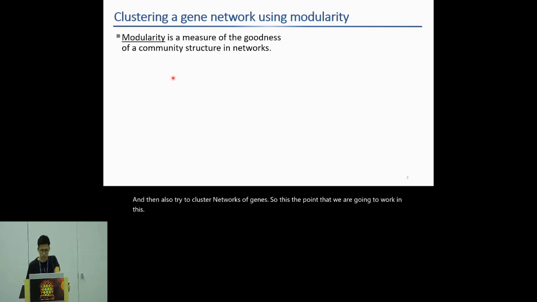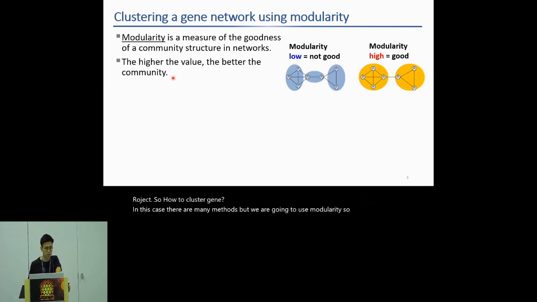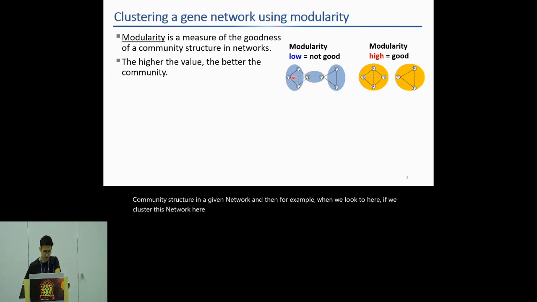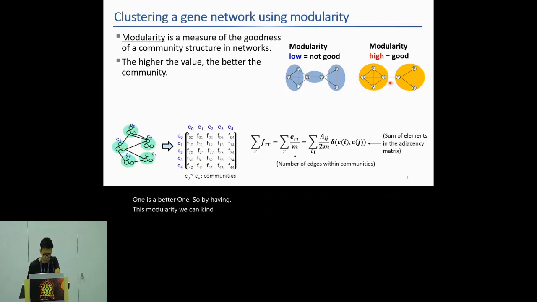So this is the point that we are going to work on in this project. How to cluster genes? There are many methods, but we are going to use modularity. Modularity basically measures how good a community structure is in a given network. For example, if we cluster this network in this way, we can see that this is not a good one, but this one is a better one. So by having modularity, we can understand how good a cluster is.